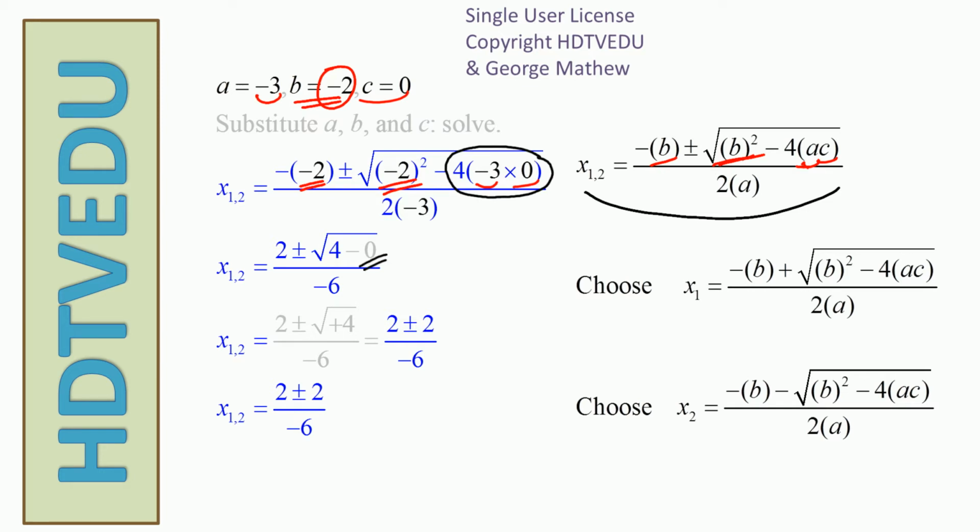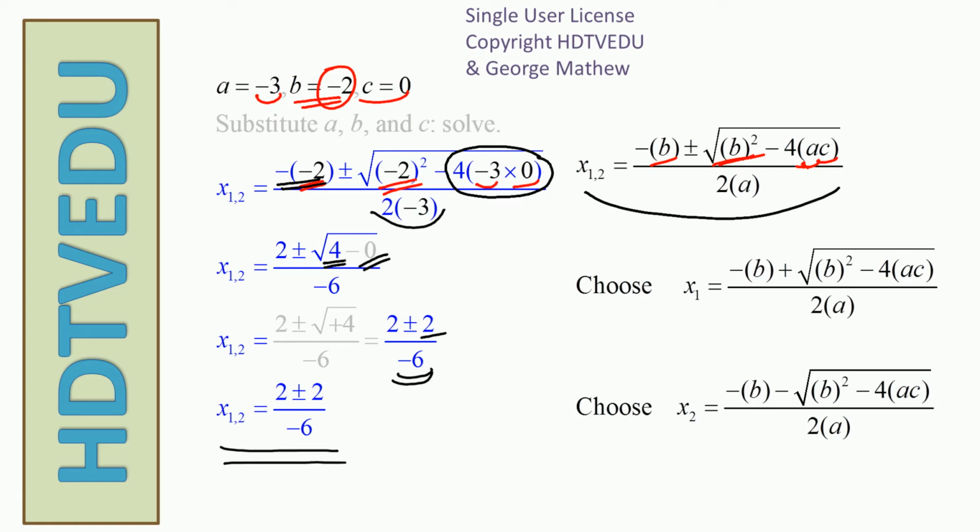All right, so that's what we have here. And then what is the square of negative 2? It is positive 4. What is negative of negative 2? Positive 2. So 2 plus or minus square root of 4 minus 0, divided by negative 6. And that is the same as 2 plus or minus, what is the square root of 4? It is 2. So 2 plus or minus 2 divided by negative 6. How did we get negative 6? It is 2 times a. What is a? Negative 3. So what is 2 times negative 3? Negative 6.